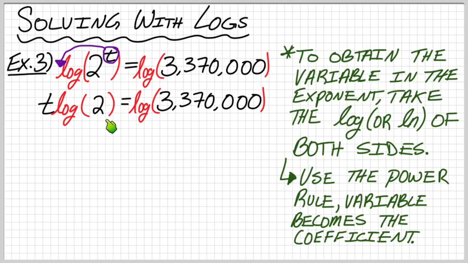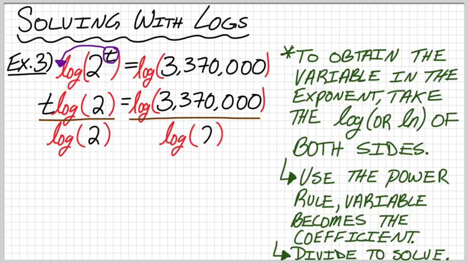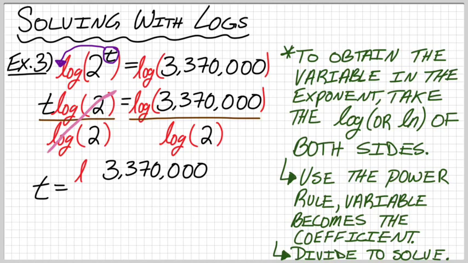And log of 2 is just some weird decimal. I mean, you could get that in your calculator. So I'm going to keep things nice. I'm not going to put anything in the calculator yet. The last thing I'm going to do to get t is divide by log of 2 on both sides. Whatever nasty decimal that is, I'll get that in the end. So just divide to solve. So divide both sides by log of 2. So that cancels out here, and I just get t equals this quotient here.